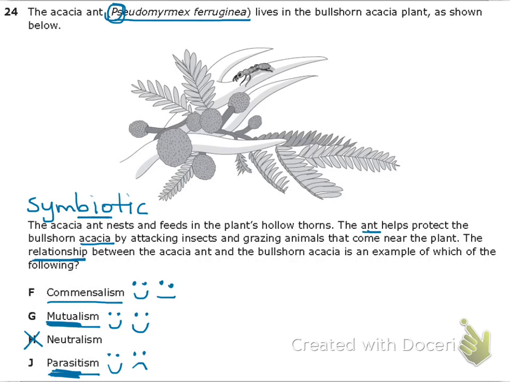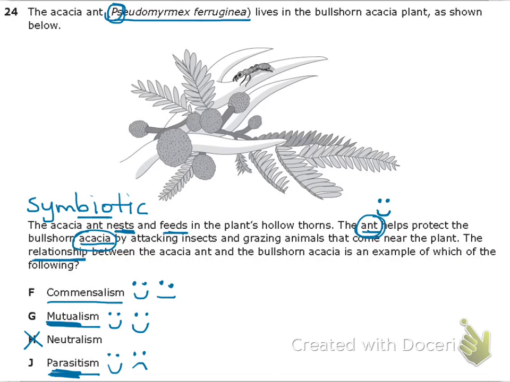So remember, the ant is our first organism, and the acacia is the other organism. Notice it gives us descriptions about what each organism gets. It tells us the acacia ant nests and feeds in the plant's hollow thorns. So it gets a place to live and it gets food to eat. It gets a nest and food from the plant. So the ant is getting a benefit. We're going to say the ant is a happy camper here. We have a happy ant because it has a place to live and food to eat.